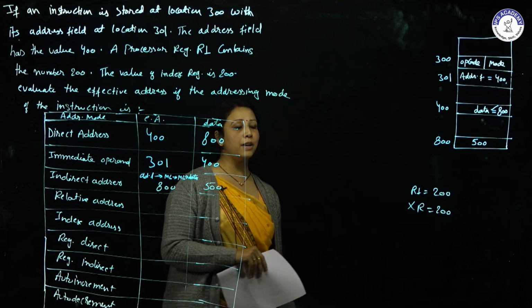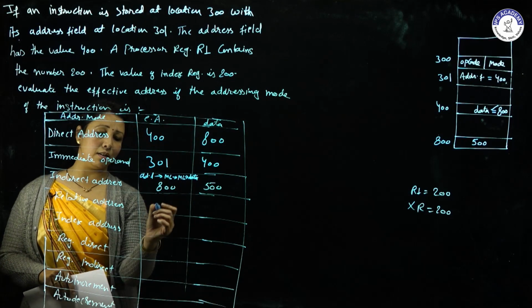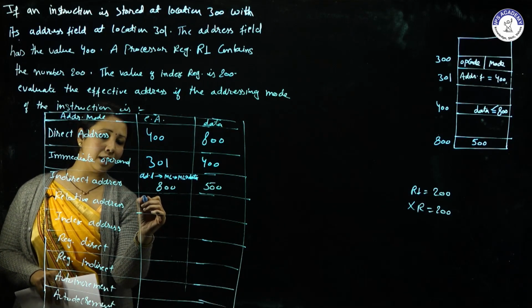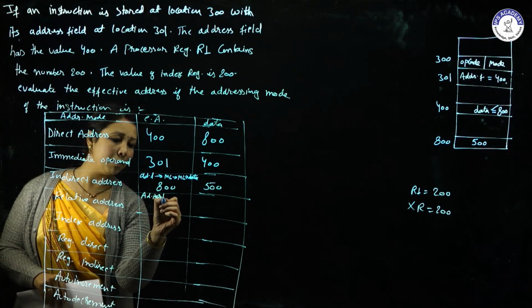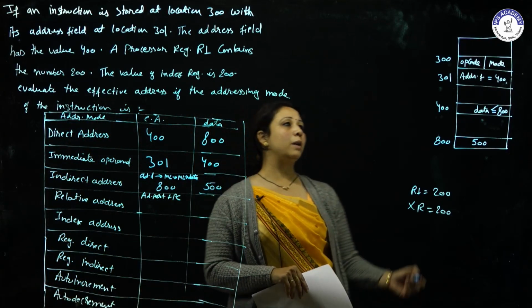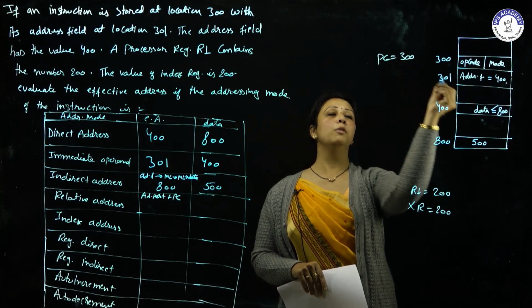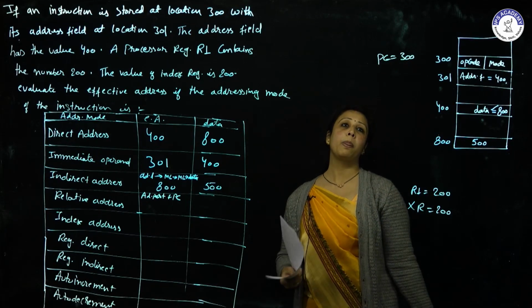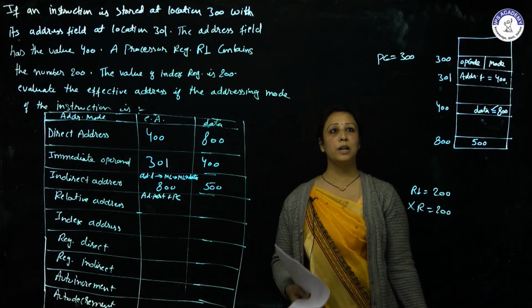Then next is relative addressing mode. Relative addressing mode tells us the effective address is calculated by adding the content of the address part plus the value of the program counter. Initially the program counter contains the value 300, because the program counter depicts the address of the next instruction which we have to execute.